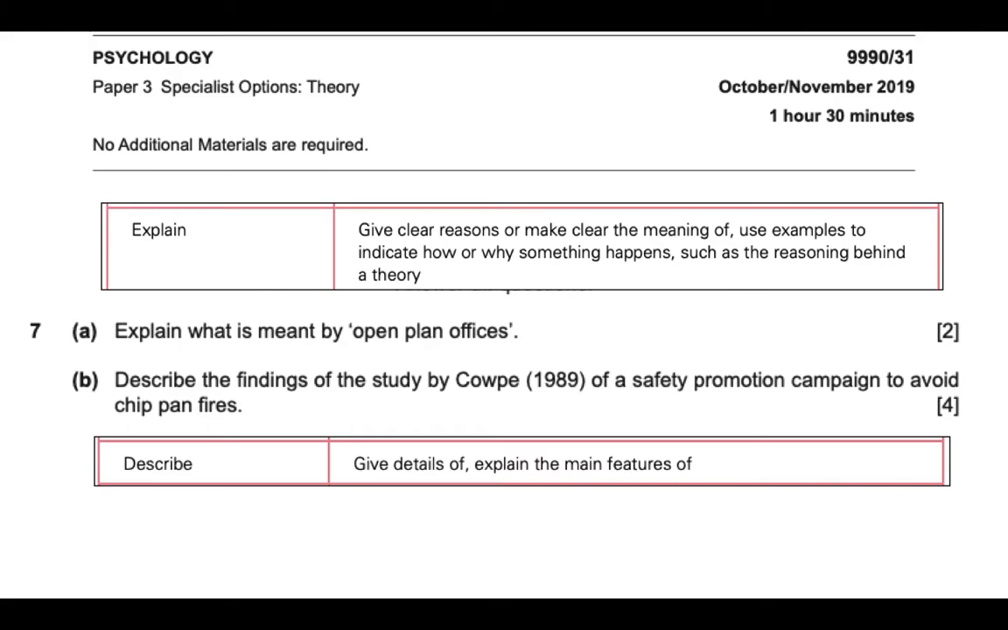So oftentimes students, when they explain, it's too brief, right? So for a 2-mark question, you have to give some examples and details of what an open plan office should look like. And for the describe question, it's a 4-mark question, so you need to give as many details as you can remember from the study by Cope. I believe it's pronounced Cope, I'm not too sure.